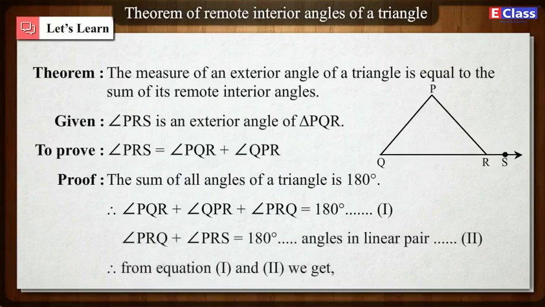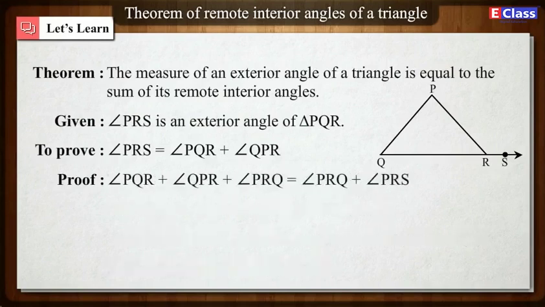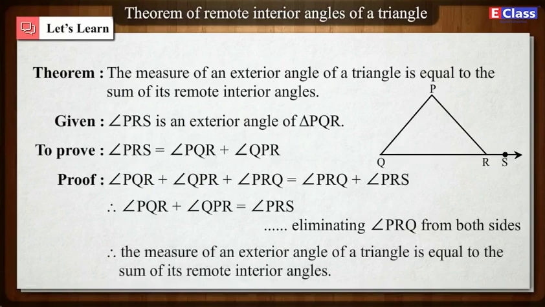Therefore, from equation 1 and 2 we get angle PQR plus angle QPR plus angle PRQ is equal to angle PRQ plus angle PRS. Eliminating angle PRQ from both the sides, angle PQR plus angle QPR is equal to angle PRS. Therefore, the measure of an exterior angle of a triangle is equal to the sum of its remote interior angles.